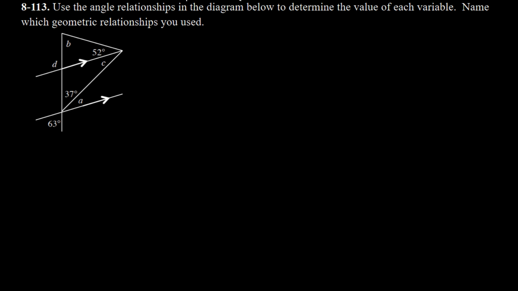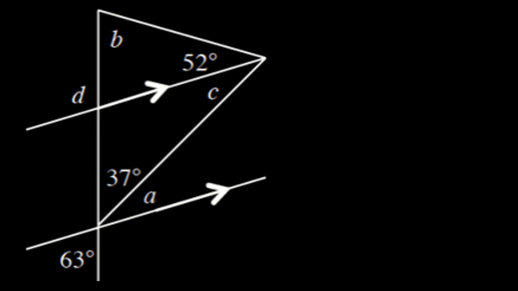Okay, in problem 113 it says use the angle relationships in the diagram below to determine the value of each variable. Name which geometric relationships you use. So I'm going to give the values, and then I'm going to name relationships that I'm using at the same time. So one of the first things I see is a pair of vertical angles that I'm going to focus on, I think. Well, one thing I could do is, because these lines are parallel, right?